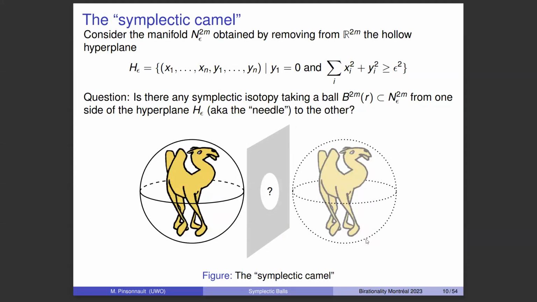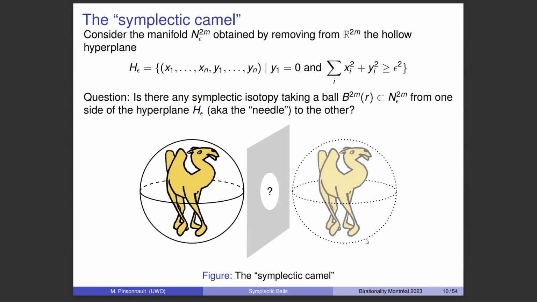Now another variation on the Gromov capacity, or the non-squeezing theorem, is the famous symplectic camel problem. This is the Sirjet camel, but you can take any other camel too. You consider in R2n a plane, and you remove this plane, but you keep a little tunnel so that, in principle, things can flow through this little hole. What is gray is removed from the ambient space. And the question is whether a big ball can be squeezed to pass through this needle.